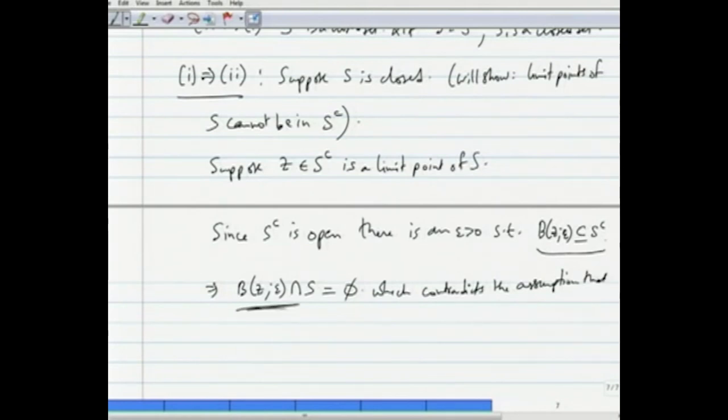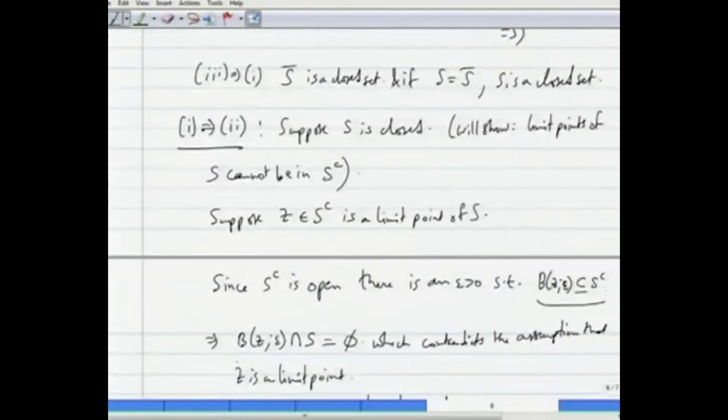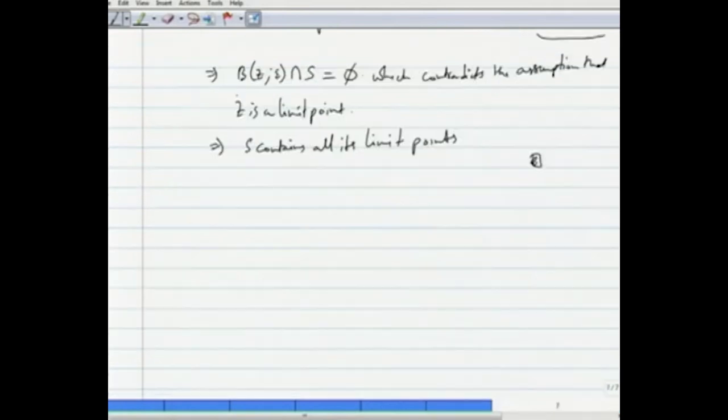So, z cannot be a limit point, right? I mean, if that intersection S is empty for some epsilon, then z cannot be a limit point of S. Okay? So, it contradicts the assumption that z is a limit point. So, it has to be that no limit point of S is in S complement. So, this implies S contains all its limit points, which is 2. Okay, so that's how 1 implies 2. Okay, and these statements are equivalent.